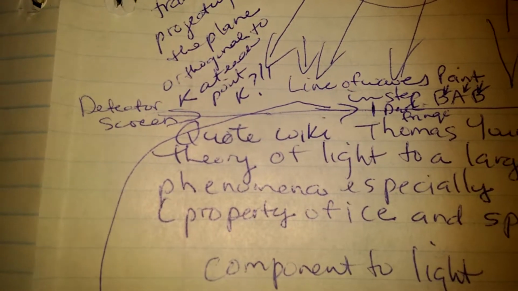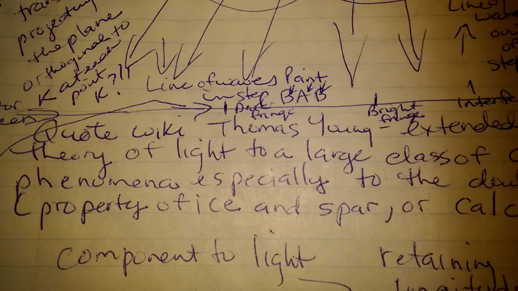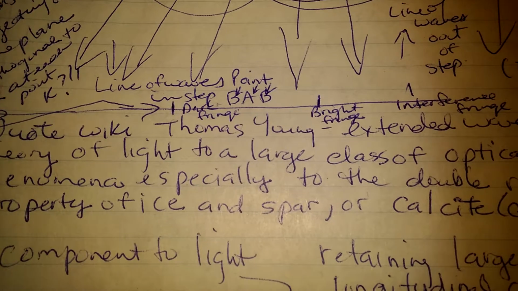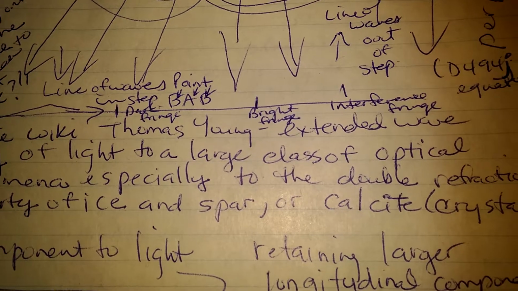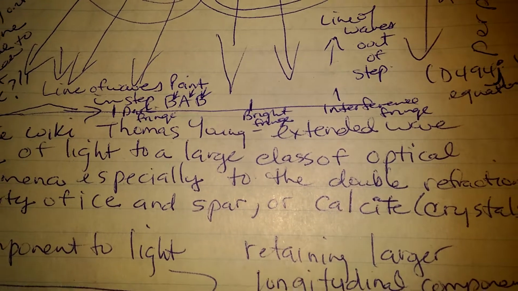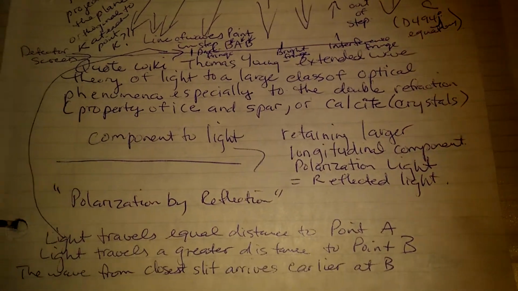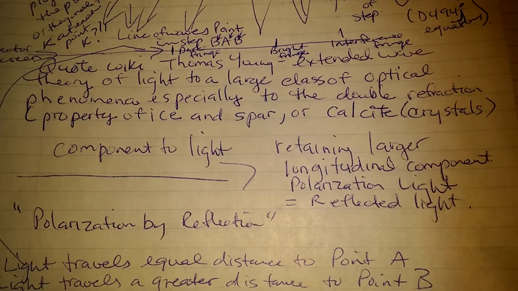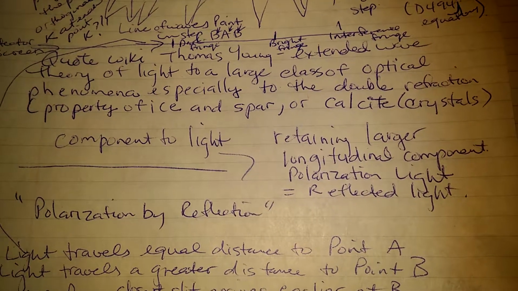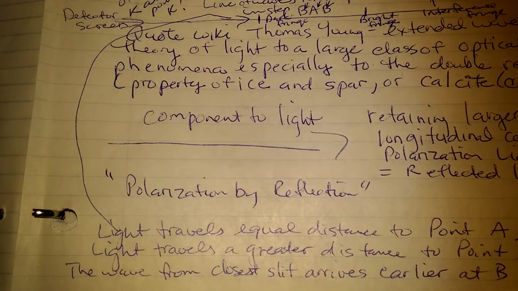It says detector screen, line of waves point in step shows dark fringe, BAB, bright fringe, BAB. So there's a dark fringe, bright fringe, and an interference fringe. It says component to light, which is your laser beam, retaining larger longitudinal component, polarization light equals reflected light.